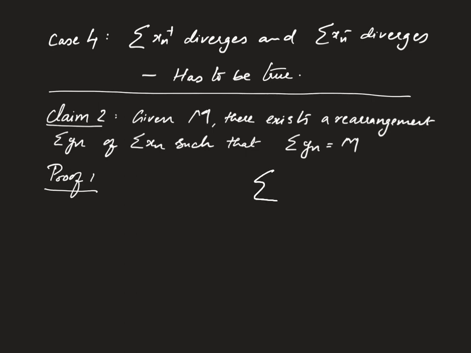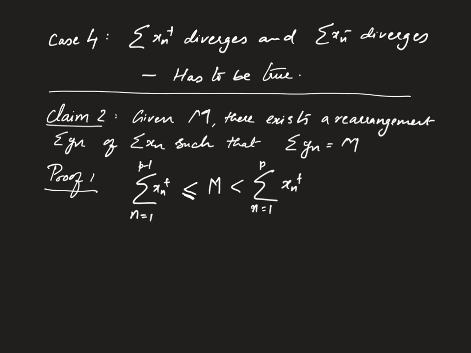So let's try to prove this rigorously. We know that the summation of xn plus diverges, so we can find a p such that the summation of xn plus from 1 to p is greater than m. Remember, we had mentioned earlier that we want to choose the smallest p such that this happens. To make that precise, we want the sum over n from 1 to p minus 1 of xn plus to be less than or equal to m. So this is the first time when this is greater than m.